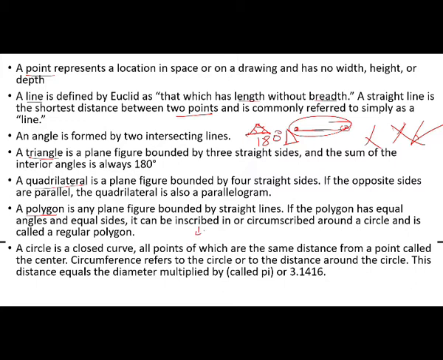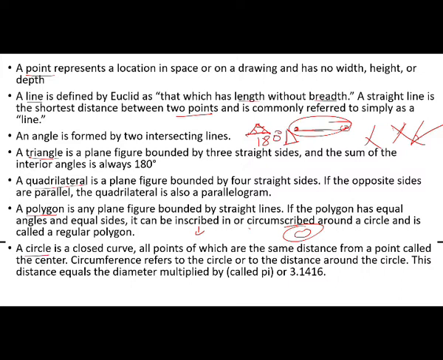Inscribed means inside, or circumscribed means outside, around a circle, and is called a regular polygon. A circle is a closed curve, all points of which are the same distance from a point called the center. This is the definition of a circle.